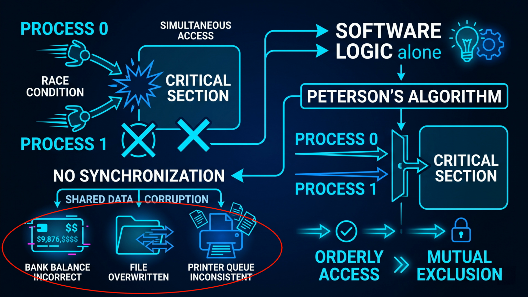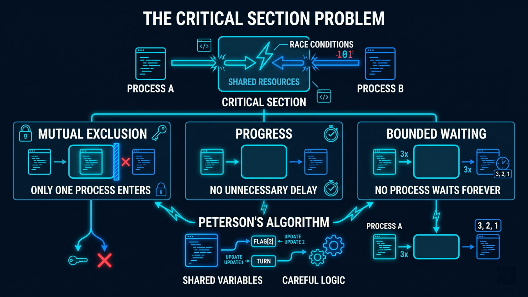But before modern hardware instructions and advanced locking tools became common, computer scientists first explored whether software logic alone could solve this problem. One of the most famous results of that effort is Peterson's algorithm. To understand why this algorithm matters, remember that in earlier topics we discussed the critical section problem. A critical section is the part of a program where shared resources are accessed. If two processes enter that section together, race conditions can occur.